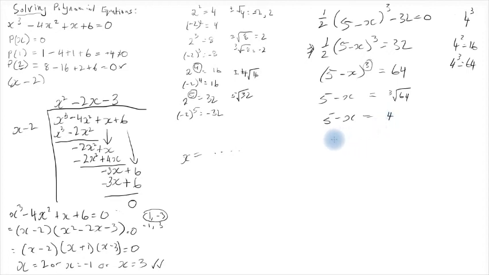Okay, now I'm going to add x to both sides and take away 4 from both sides. 5 take away 4, 1. So there we go. The answer for this one here is x equals 1. And there's only one solution, which means it only goes through the x-axis once. So one solution.